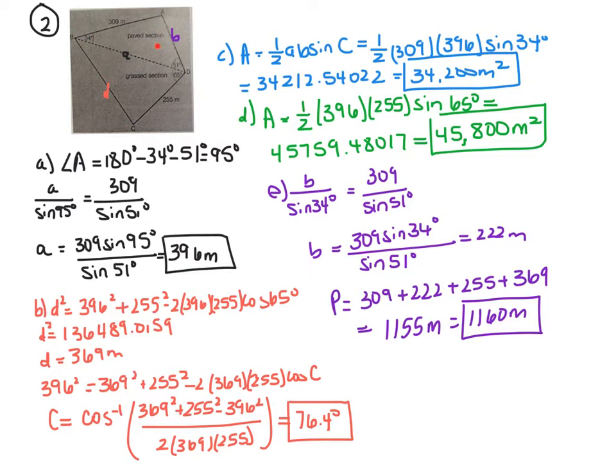We know all of the sides except for side length AD, which I'm calling here side B. So I used law of sines on this paved section triangle to find side B. So you get B over sine of 34 degrees is equal to 309 over the sine of 51 degrees. And I found, rounded to three significant figures, that side length B is 222 meters. So then to find the perimeter, I added up 309, 222, 255, and 369 to get 1,155 meters, or rounded to three significant figures, 1,160 meters.